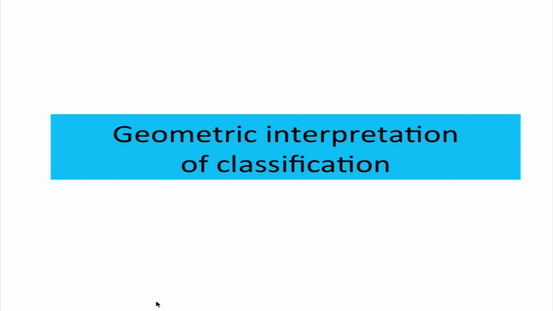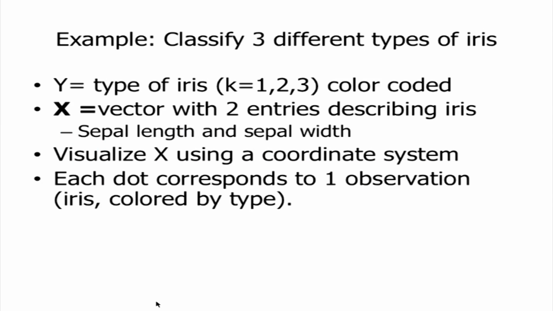So let's assume we consider 3 different types of irises. By the way, the iris is a flower. And when it comes to the flower, you can distinguish them by 2 variables called sepal length and sepal width. In other words, they measure 2 things on each flower, okay? The sepal length and width.